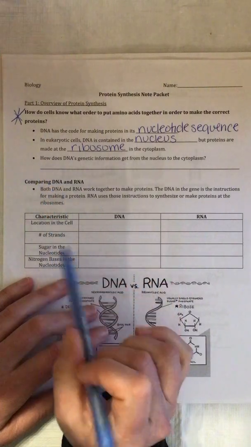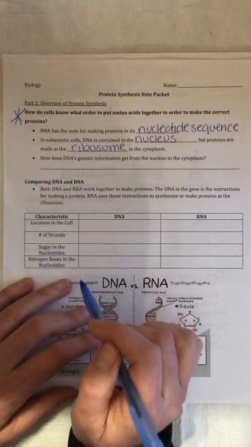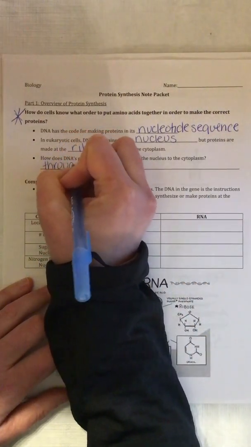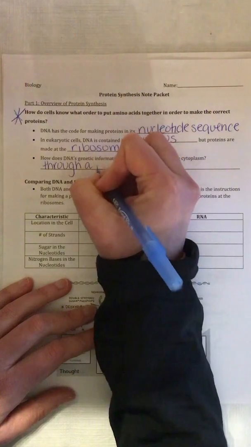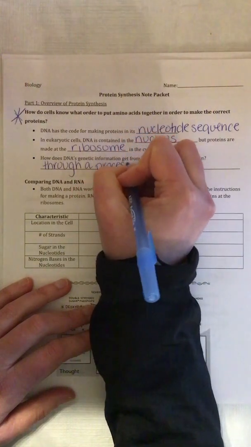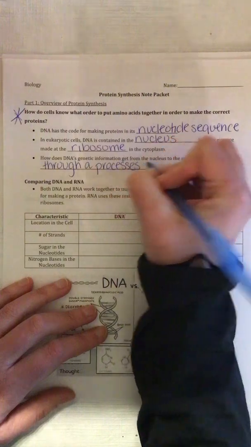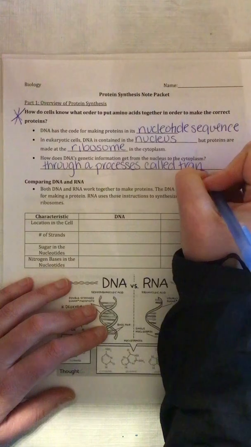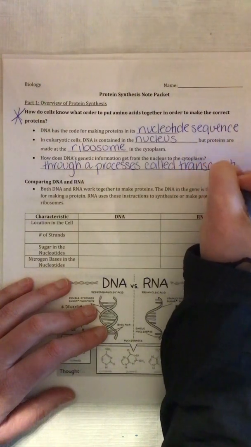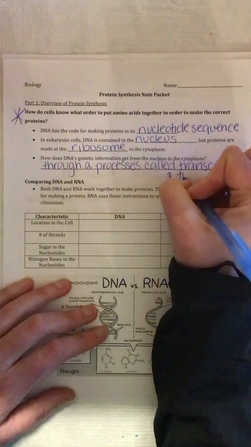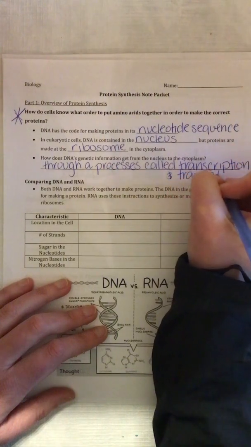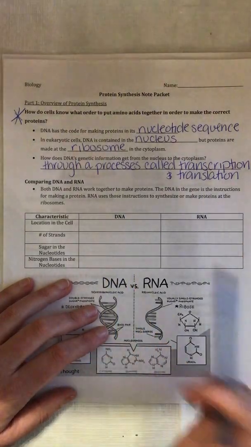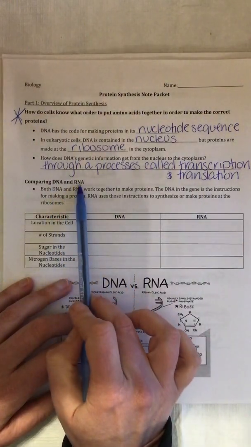So the question becomes, how does DNA's genetic information get from the nucleus to the cytoplasm? Through a process called transcription and translation. All right, so the first thing that we need to go ahead and talk about is DNA versus RNA.